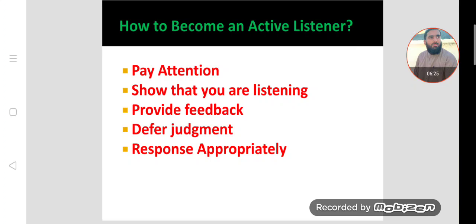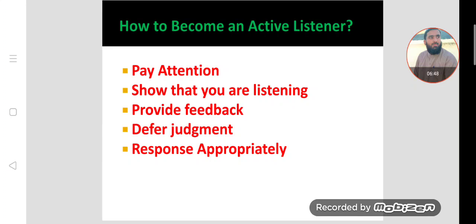So it gives courage and motivation to the speakers. Provide feedback. Yes, when we are actively listening to others, we will be able to provide feedback and respond to them. So through response, we can also make our participation, our listening, active.